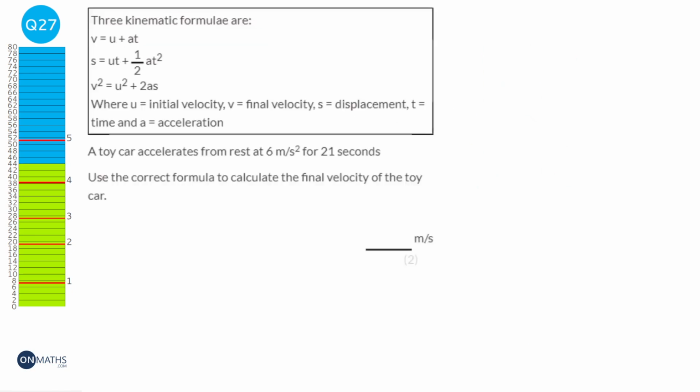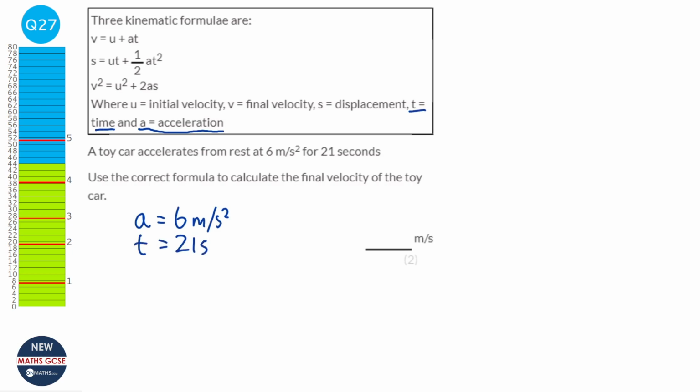With these questions, what we need to do is write down what we're given in the question. So it says that the car accelerates at 6 meters per second squared. So we've got the acceleration, which is 6 meters per second squared, and I'm using the same letters as it has in the question here. It says for 21 seconds, so we've got the time. So the time is 21 seconds.